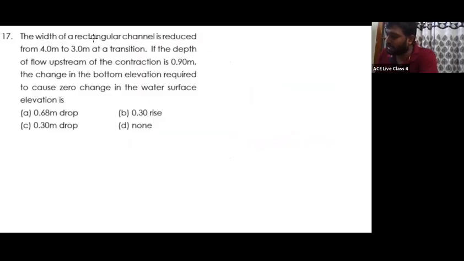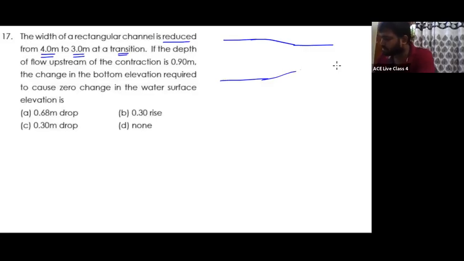The width of a rectangular channel is reduced from 4 meters to 3 meters at a transition. So the width has been reduced from 4 meters to 3 meters, something like this. So width B1 is going to be 4 meters, reduced to B2 as 3 meters.